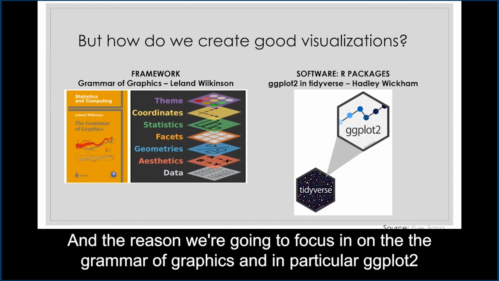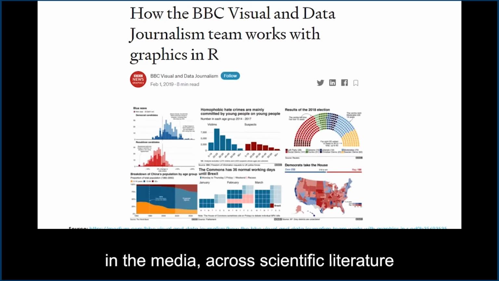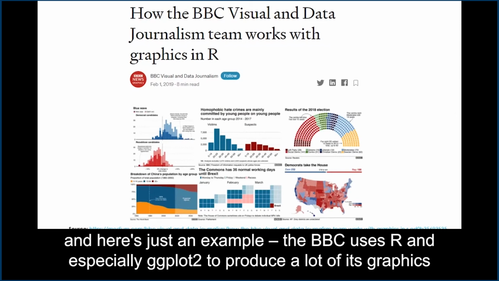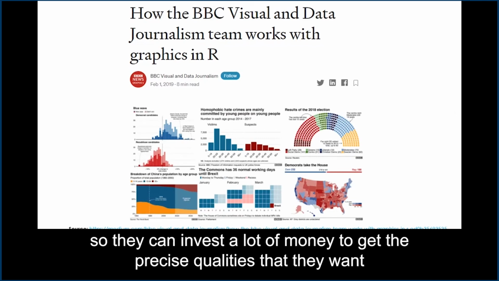And the reason we're going to focus in on the grammar of graphics, and in particular ggplot2 as a way of producing these plots, is because these are becoming increasingly common in the media, across the scientific literature. And here's just an example. The BBC uses R and especially ggplot to produce a lot of its graphics. Clearly, they have teams of data journalists working on this, so they can invest a lot of money to get the precise qualities that they want.